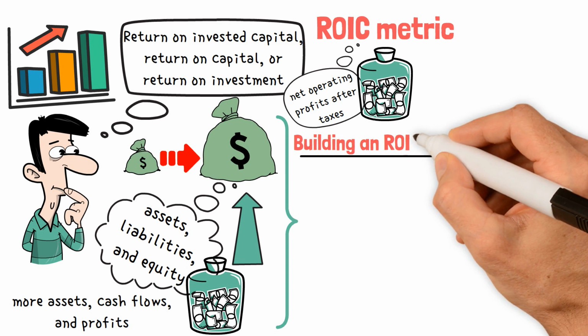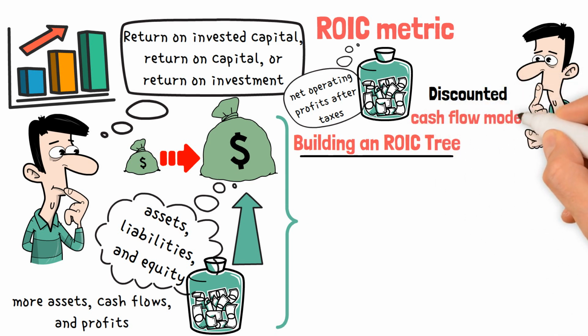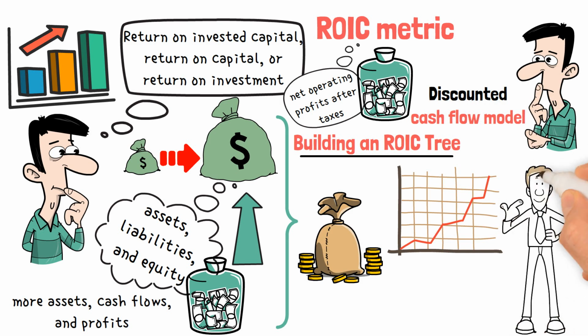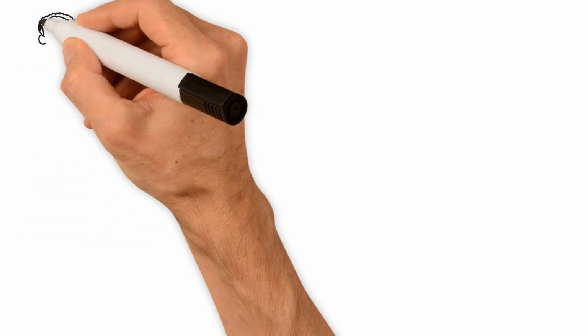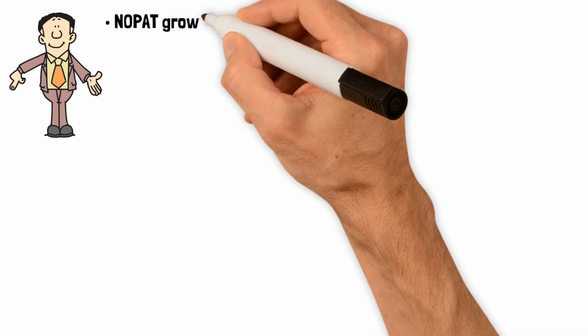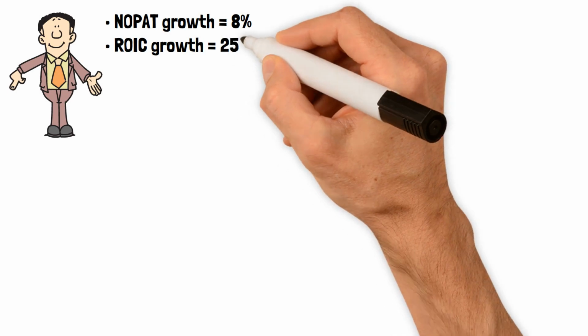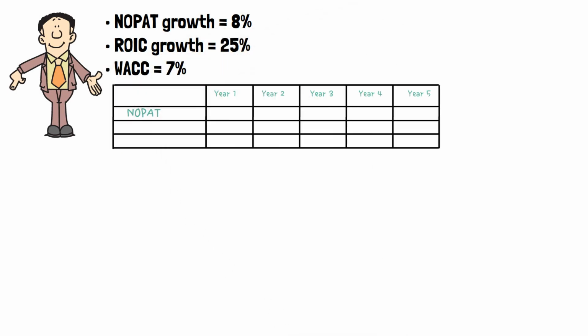Building an ROIC tree. The easiest way to think about the ROIC formula is a version of the discounted cash flow model. The reinvestments help grow the value of the company. Let's look at a simple 5-year discounted cash flow model to look at the components. We will assume the following for our model. NOPAT growth equals 8%. ROIC growth equals 25%. WACC equals 7%. NOPAT in year 1, $100,000.